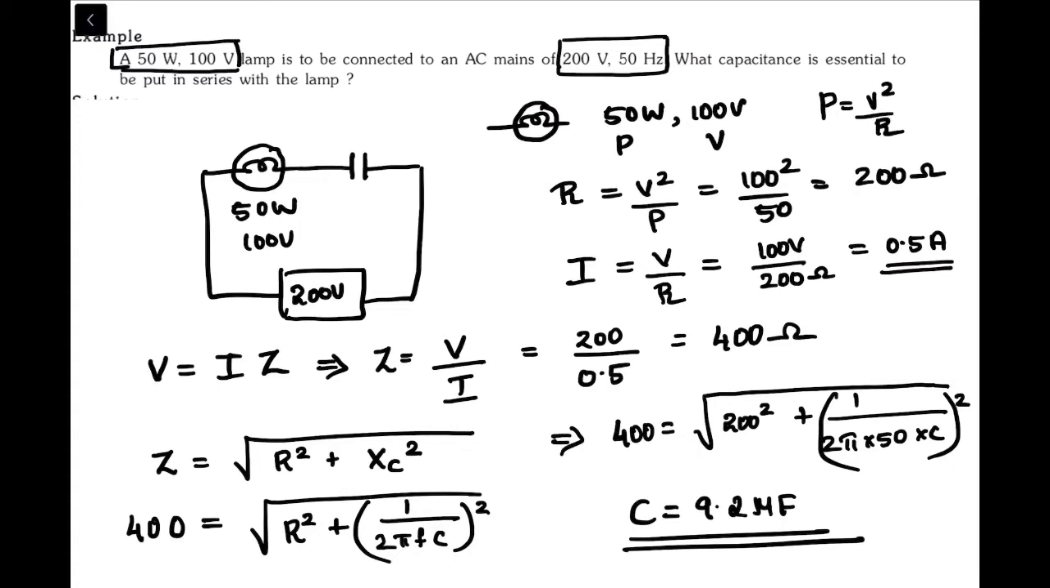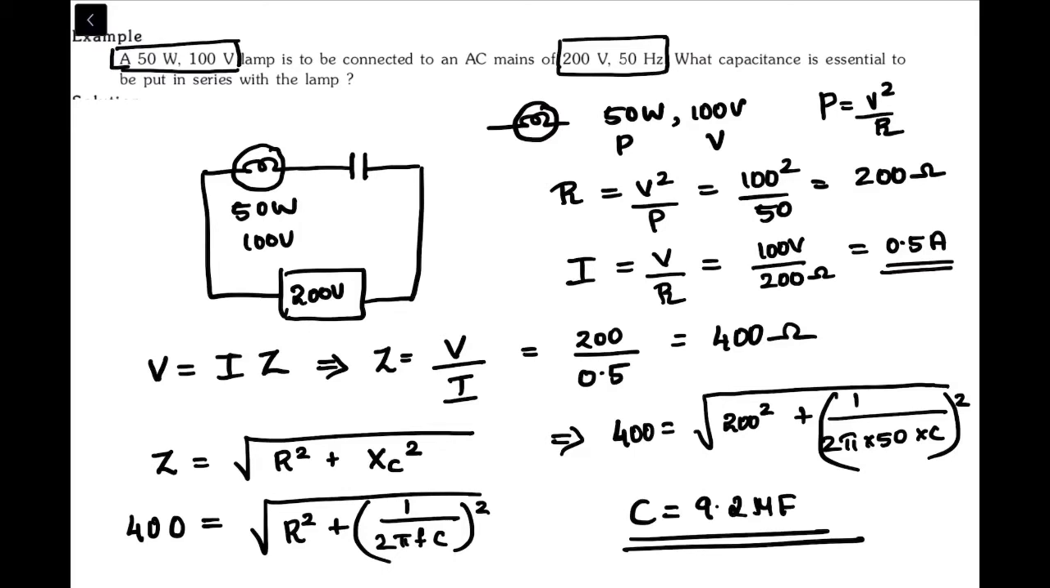How did I get F equal to 50? It's given in the question that it should work in a 200 volt 50 hertz supply. So my frequency is 50. Understood? So that's how you can calculate the value of capacitance.